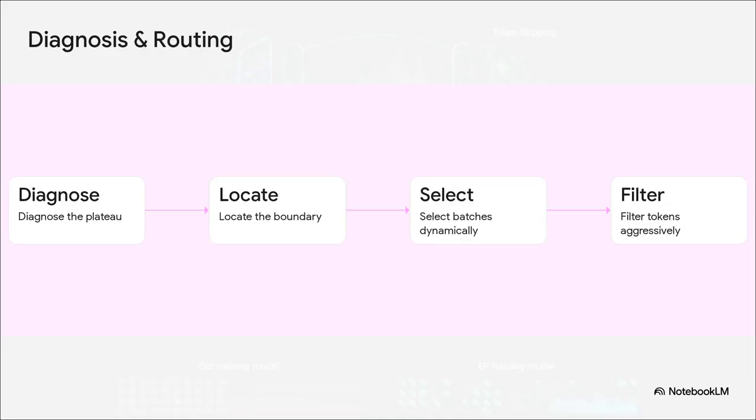Now, these 4 gates we just talked about, Greats, token skipping, Lisa, and SAM, they aren't just isolated party tricks. They form one seamless, coordinated governance system. The first half of the EP training loop is all about diagnosis and routing. It starts by diagnosing why the system is stuck. Is it choked on redundant data, or is the data too hard? Then, it locates that exact edge of competence, the cognitive boundary. From there, it dynamically selects the absolute highest gain batches and aggressively filters out the low-value tokens.